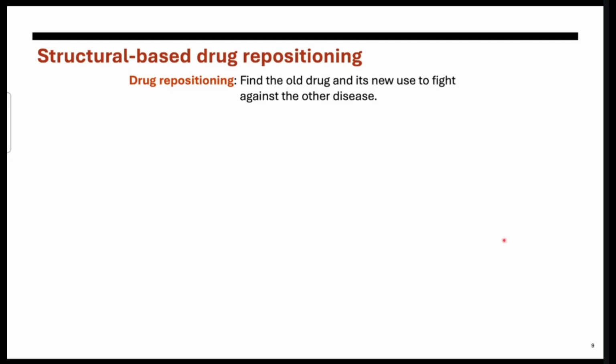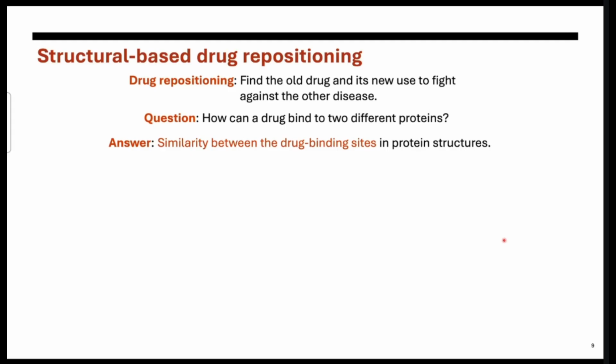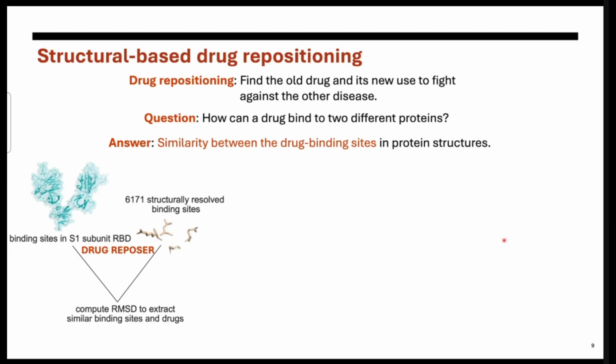So the next step was to perform drug repositioning. So what is drug repositioning? We can use an old drug and give it a new purpose to fight another disease. How does one drug bind to multiple proteins? Because here we are talking about a spike protein from the virus. The reason is there will be a similarity between the drug binding sites across protein structures. So we systematically screened these similarities using an algorithm called DrugReposer, where we compared the binding sites of the S1 subunit RBD protein structure with structurally resolved drug binding sites, which encompassed 6,000 odd protein structures, and then computed the structural similarity between these binding sites.